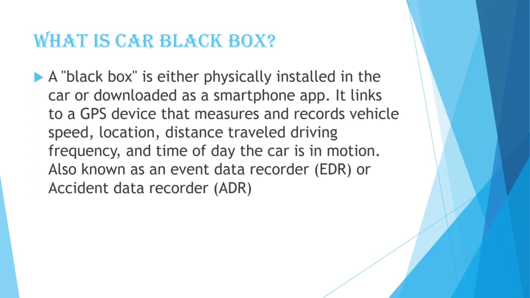So what is car black box? We all know that black box is an electronic device which is used to record events. Similarly, a car black box is either physically installed in a car or downloaded as a smartphone app. It links to a GPS device that measures and records vehicle speed, location, distance traveled, driving frequency, and time of the day the car is in motion. It is also known as event data recorder or accident data recorder.